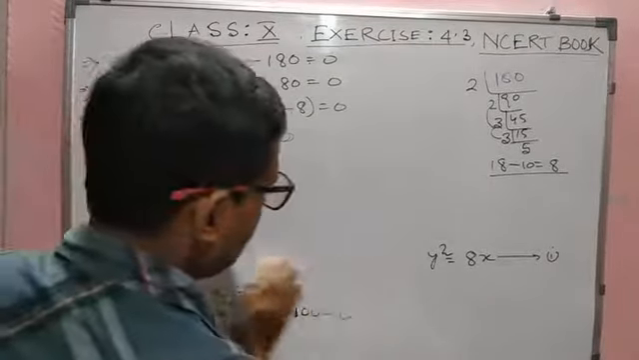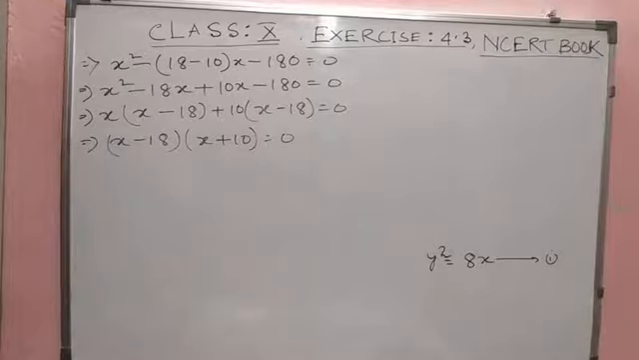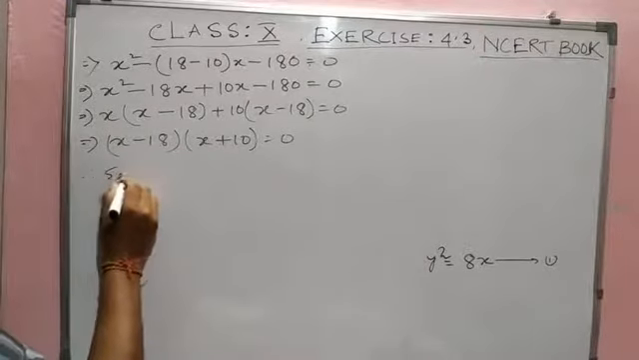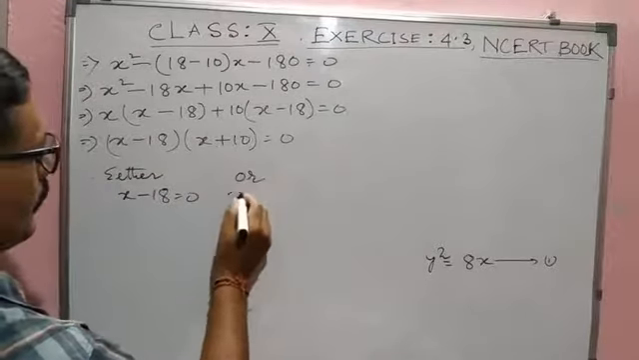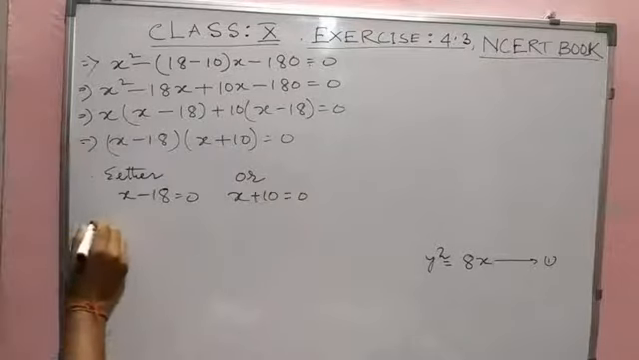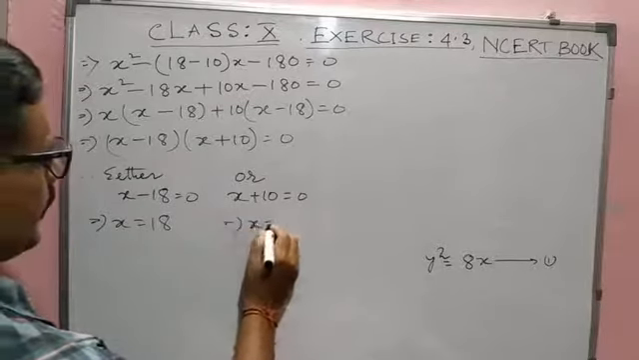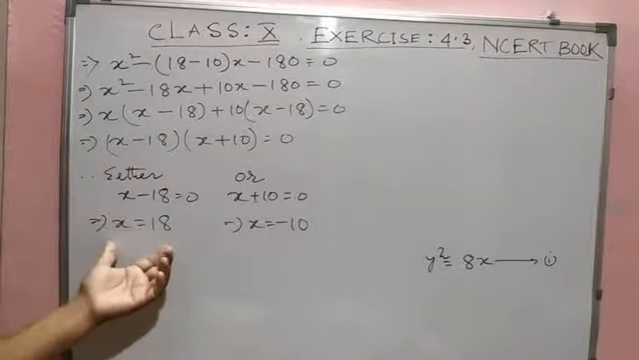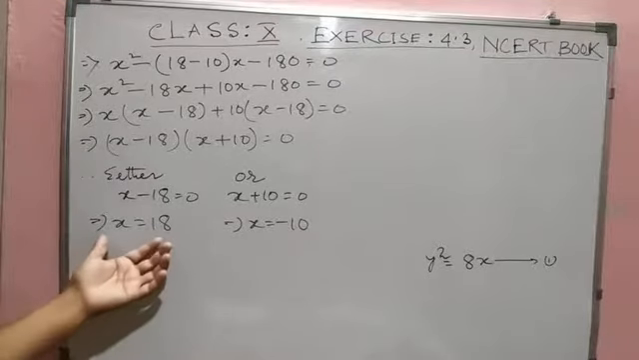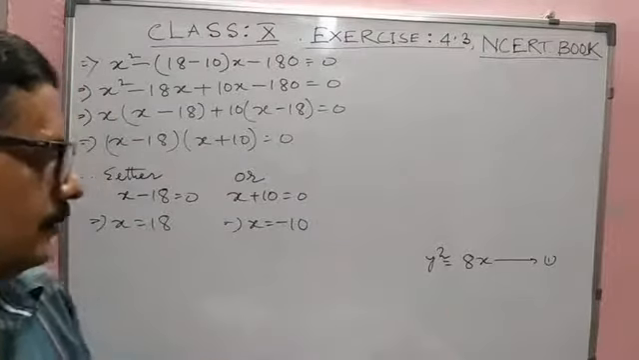Now let us see, either or. Either x minus 18 equals 0 or x plus 10 equals 0. This implies that x equals 18 and x equals minus 10. Now we have chosen x as the larger number. So if we put x equals 18 here, we get the value of y.